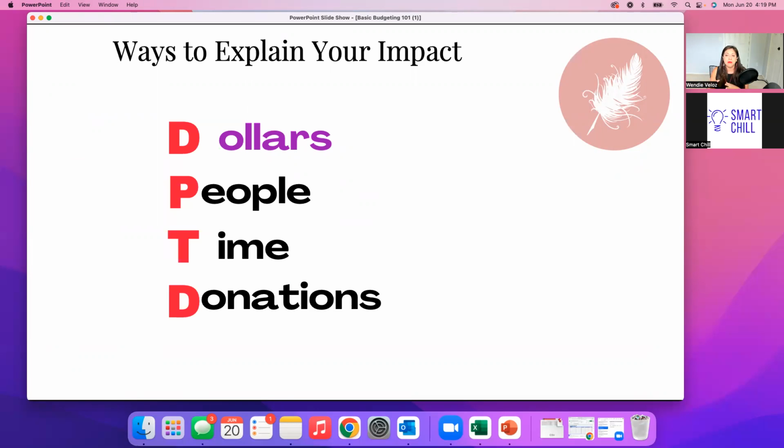So explaining your impact and thinking about everything you do in terms of dollars, people, time, and donations. Even for a social business, donations is actually effort, time, energy going out. For a nonprofit, that might be actually coming in. So either way, whether you're a business or a nonprofit, this model makes sense for you to use to think about how your impact works.